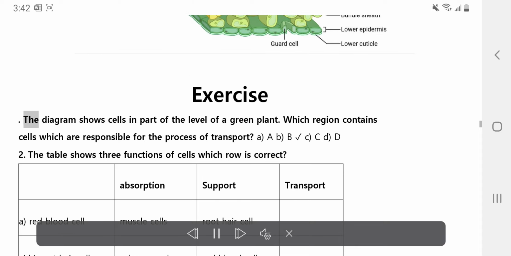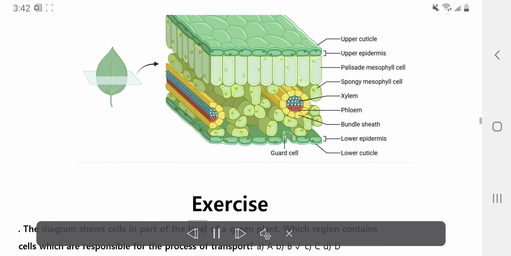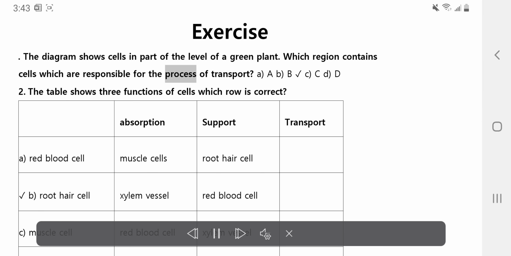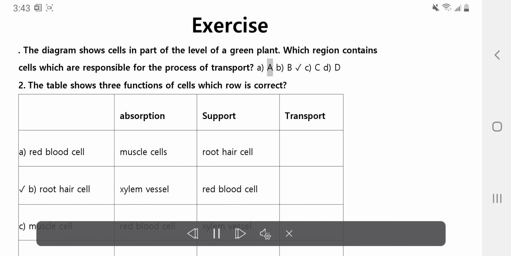Exercise. 1. The diagram shows cells in part of the leaf of a green plant. Which region contains cells which are responsible for the process of transport? A, B, C, D.